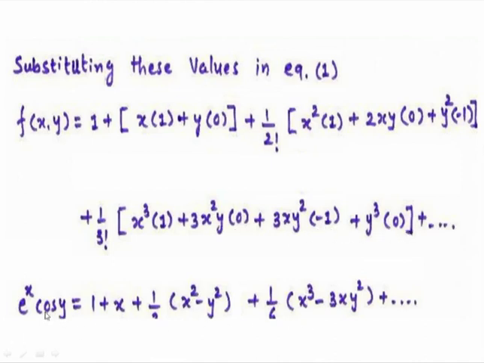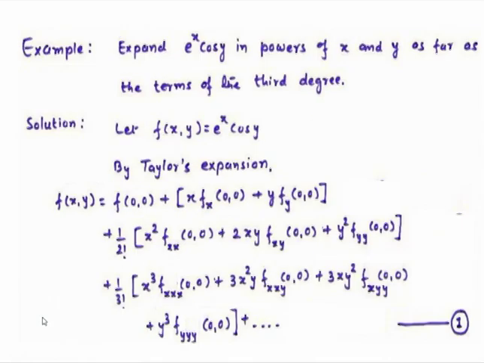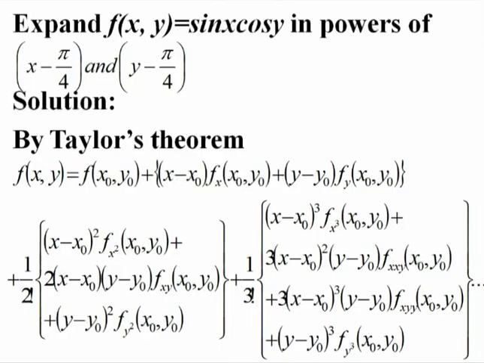So we get e to the power x cos y is equal to 1 plus x plus 1 upon 2 factorial, which is 2, x square minus y square, this x square, this is 0, so x square minus y square, plus 1 upon 3 factorial, which is 1 by 6, x cube plus this is 0, this is minus 3xy square, this plus 0. So this is the expansion of e raised to x cos y near the point (0, 0). Right? Fine.